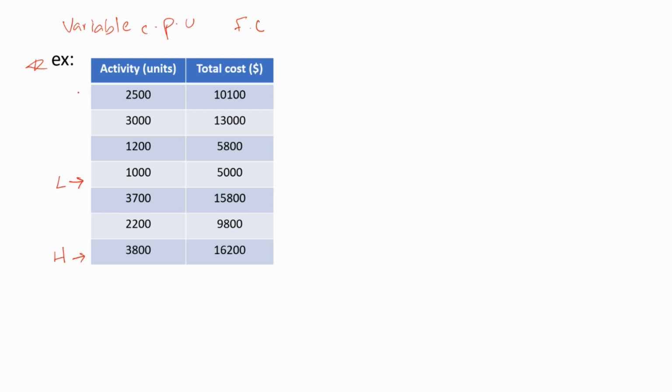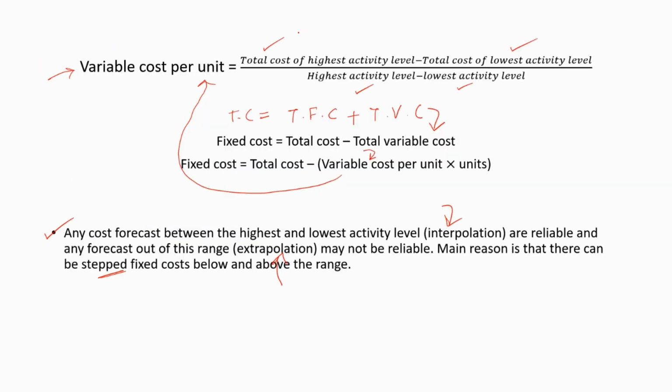An important thing to note is that we have to consider the activity levels for the highest value and the lowest value. Do not consider the total cost values for the highest and lowest values. So always consider the activity levels when identifying the highest and lowest value. Now we have to take the differences, because look at this formula. We have to take the difference of total cost of highest activity level and the total cost of the lowest activity level. Then we have to take the difference between highest activity level and the lowest activity level.